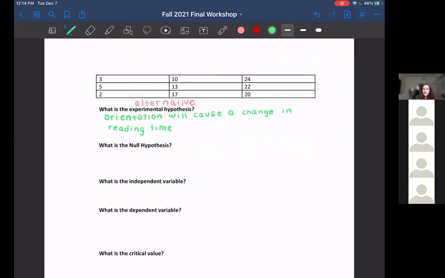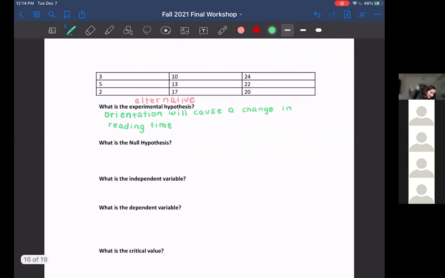So can anyone tell me what the null hypothesis would be? It would be that there is no change. Good, yes, so orientation. Yes, I see your answer as well, Emily. Yes, okay, orientation will not cause a change in reading time. Good.